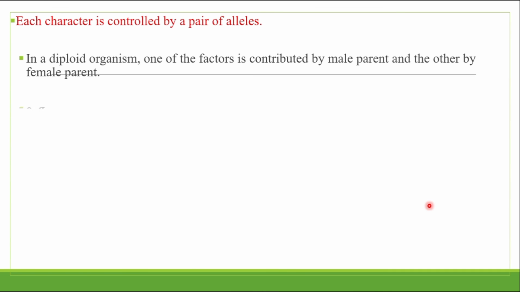The next one: each characteristic is controlled by a pair of alleles in a diploid organism. In a diploid organism, one of the factors contributes as a male parent and the other factor contributes as a female parent.